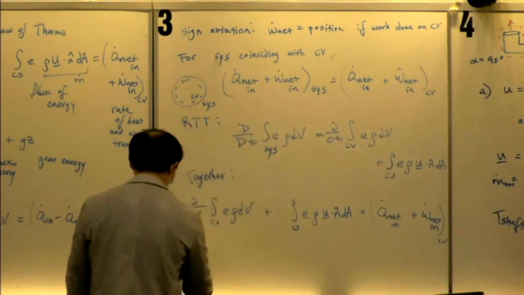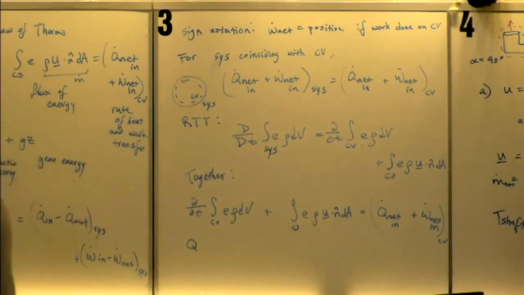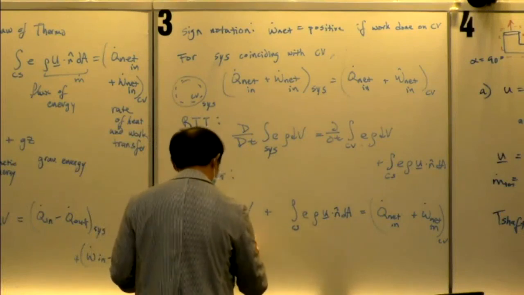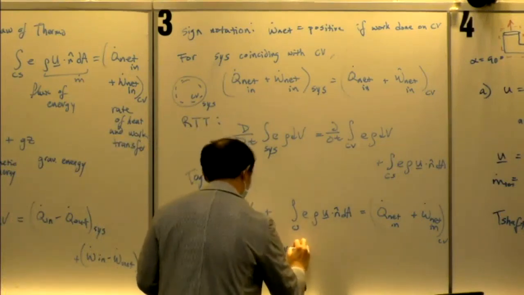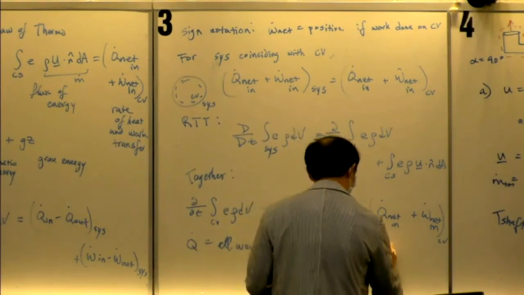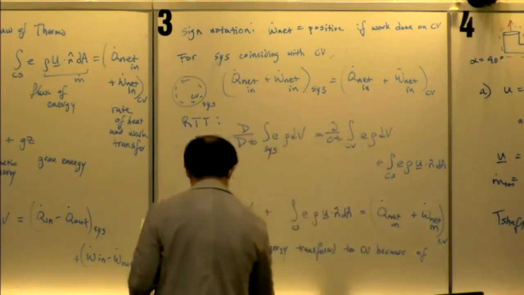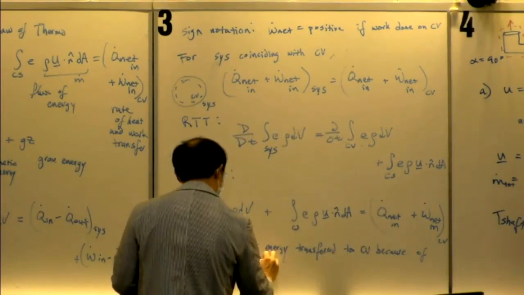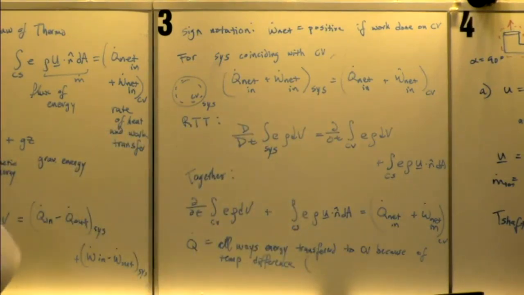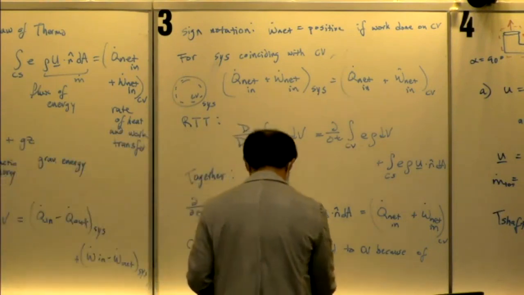Now, these are word problems, so sometimes they'll give you, for example, in that previous problem, the heat in given by how much your temperature is increasing. There are a couple of different ways Q dot can change. So Q dot is always energy transferred to the control volume because of a temperature difference. So basically, one of them has got to be hotter, the control volume or the outside.